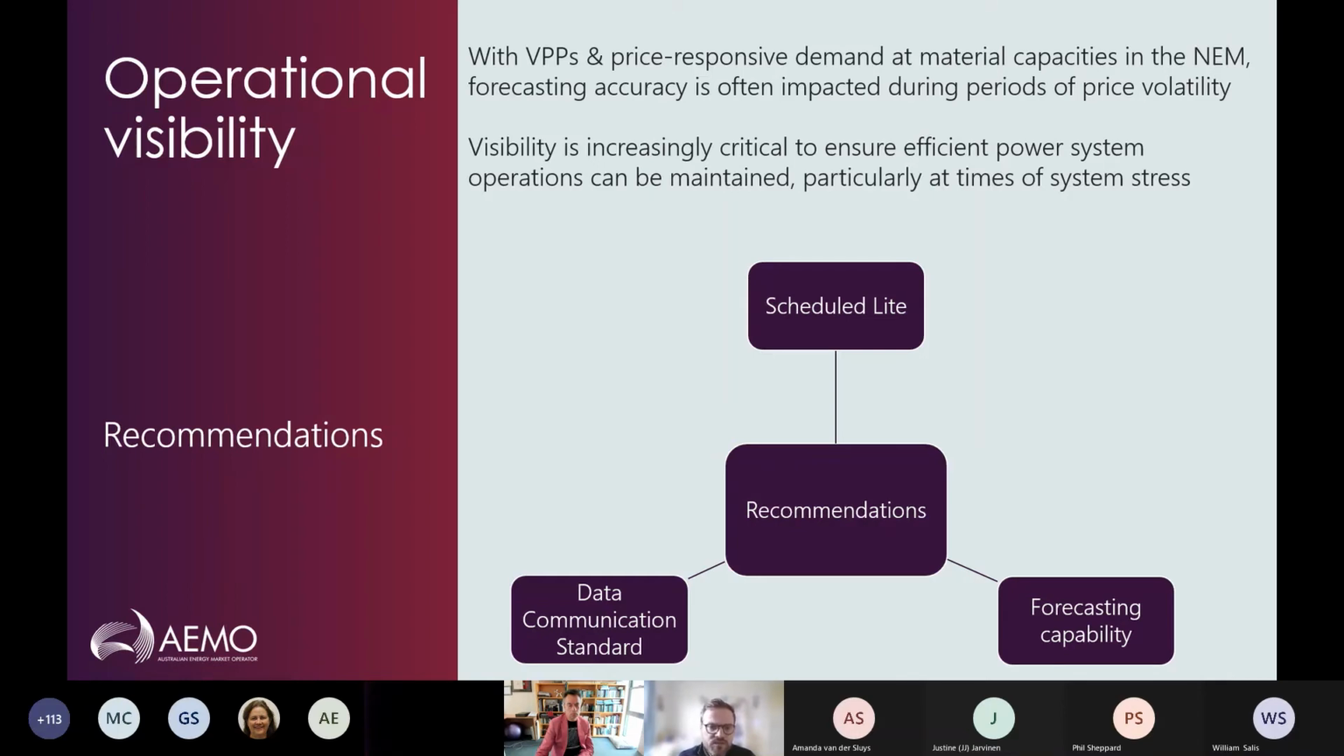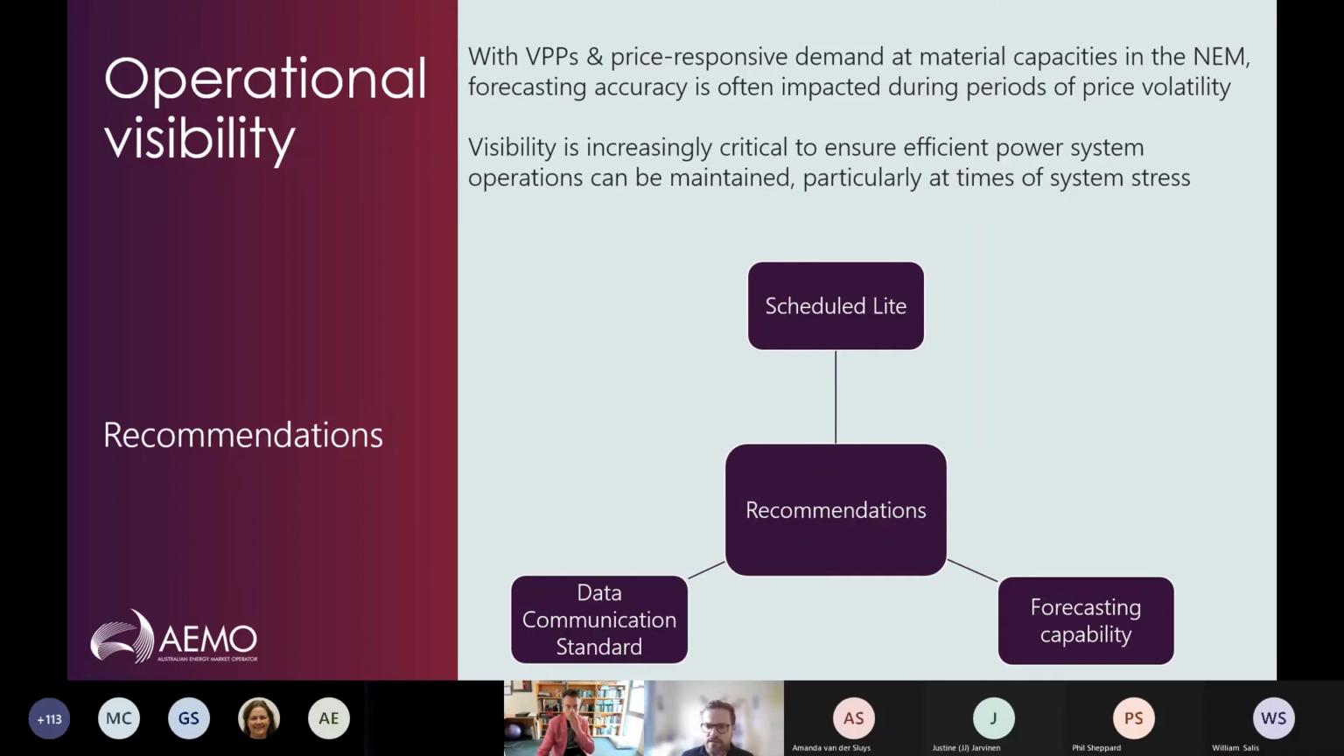The next recommendation was for AEMO to review the data communication standard with reference to appropriate standards to facilitate this visibility model. So AEMO is soon to be launching a consultation of the data communication standard, and part of that will be looking to explore new ways, and hopefully more cost-effective ways, for these types of resources to submit data into the SCADA system.